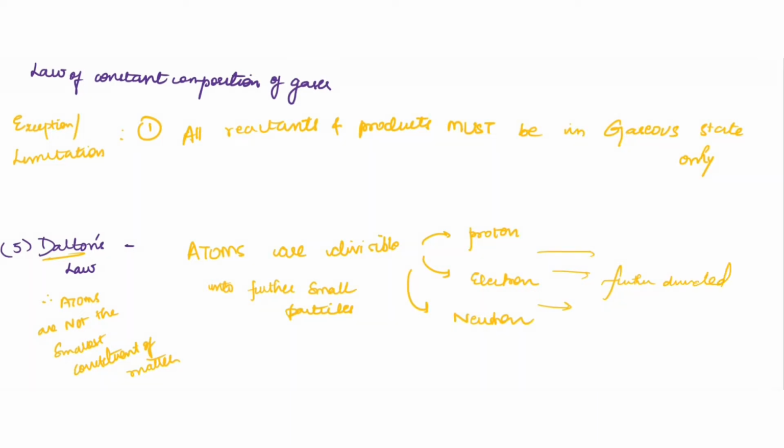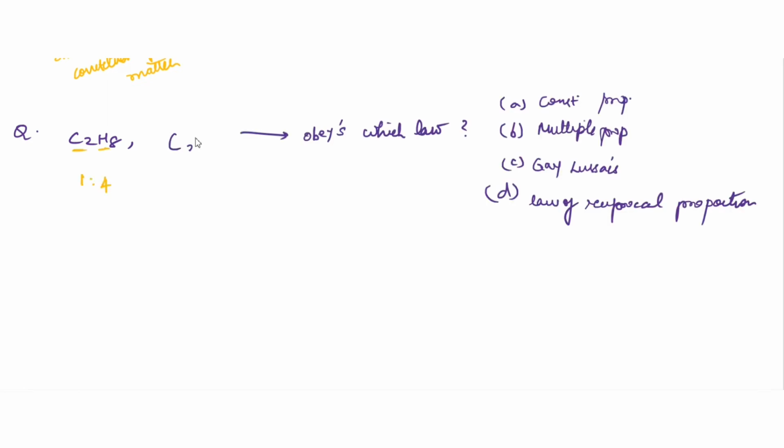So let me give you a question based on these basic laws of chemical combination, and let's see if you are able to answer. The question is, C2H8 and C2H6. These compounds obey which law? Is it the law of constant proportion, law of multiple proportion, Gay-Lussac's law, or law of reciprocal proportion? What is it?